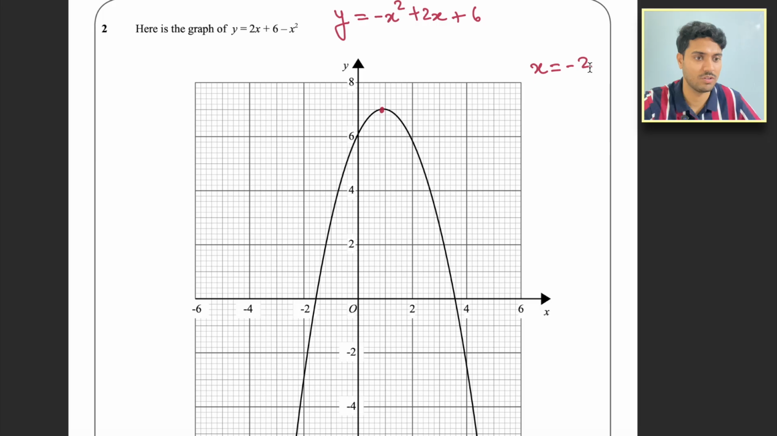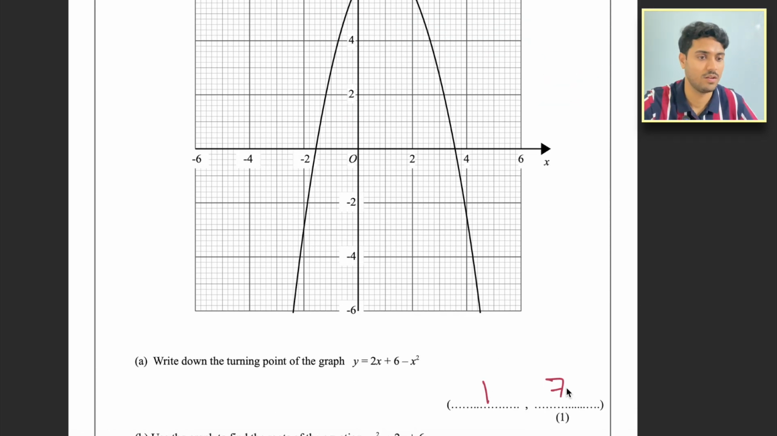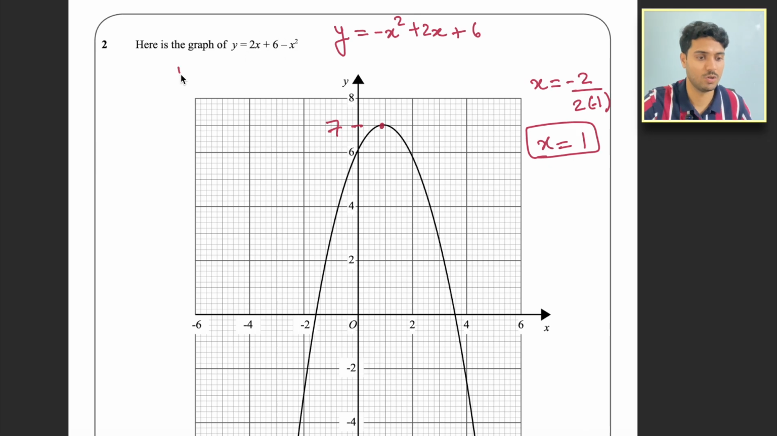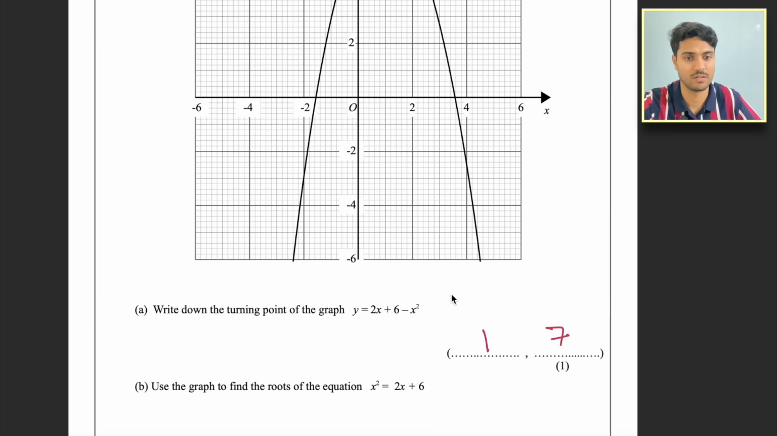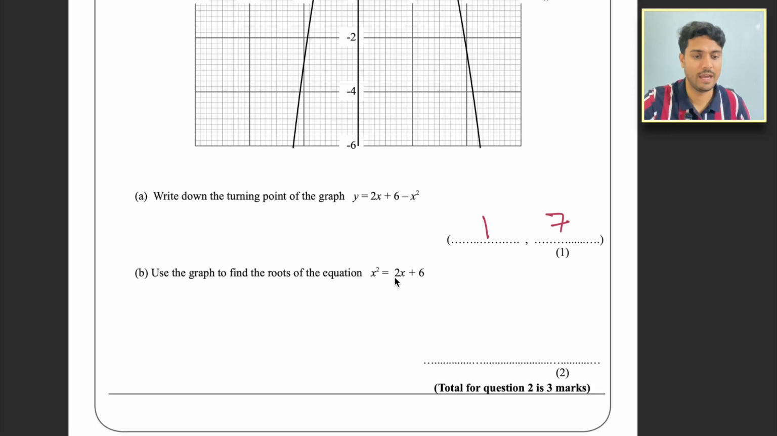We know that we can use the formula x equals to minus b by 2a. So minus b upon 2a. So 2 into minus 1. So basically 2 upon minus 2, that is 1. So x is 1. So this is the turning point. And y is definitely 7. So 1 comma 7. If you want to find, you can put the value of 1 in this equation, you will get the value. So 2 into 1 plus 6 minus 1 square. So that is 2 plus 6, 8. 8 minus 1 is 7.